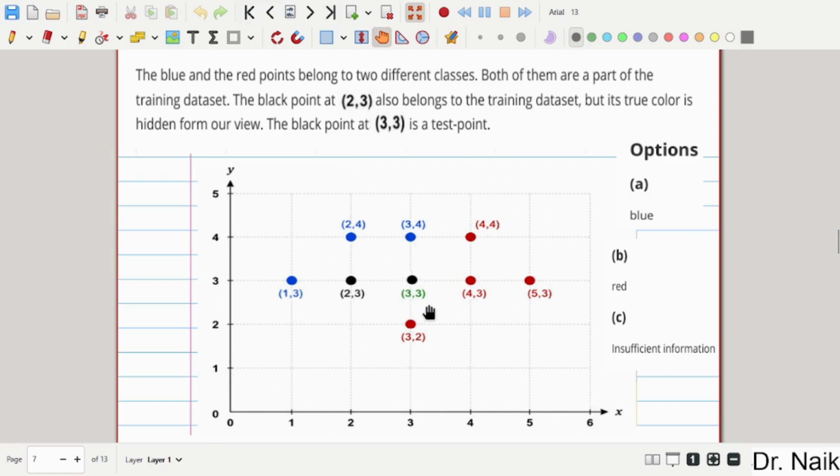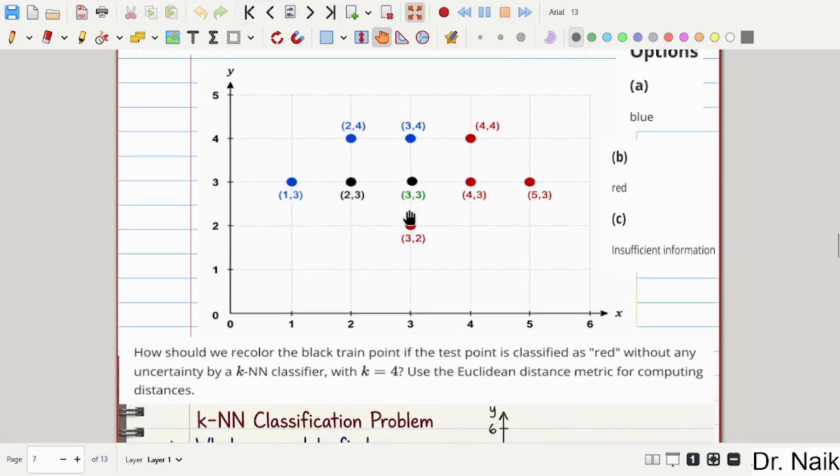The black point (3, 3) is a test point, and the question is, how should we recolor the black training point, that is this (2, 3) point, if the test point is classified as red without any uncertainty by the KNN classifier with k equal to 4. Use the Euclidean distance metric for computing the distance, and options are A blue, B red, and C insufficient information.